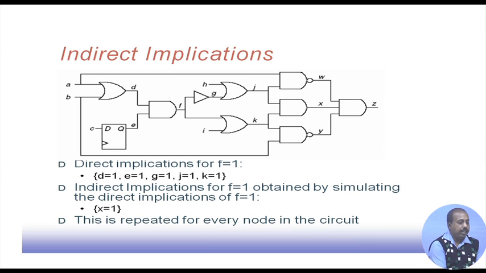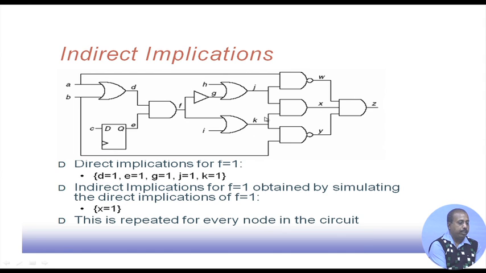Now, there are some indirect implications as well. Direct implication is one step. Coming back to the previous example, when we compute direct implication for f equal to 1, we find these points. Now, indirect implications of f equal to 1 are obtained by simulating the direct implications of f equal to 1. If we simulate d equal to 1, e equal to 1, g equal to 1, j equal to 1 and k equal to 1, then what will happen? I will get x equal to 1.